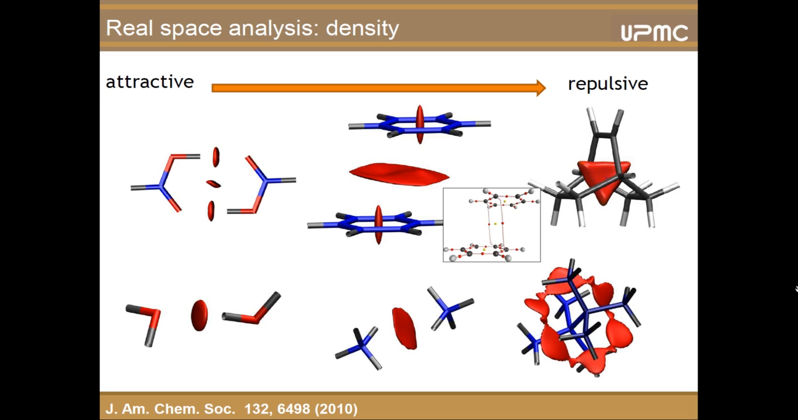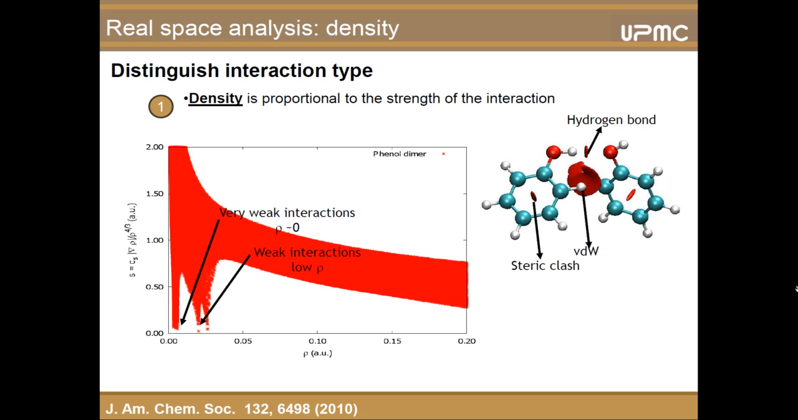Of course, these interactions go from attractive to repulsive, so we need to identify which kind of interaction we have in each case. Up to now, everything I showed you, we know from chemistry, but we want to do it from first principles, and for that, we also use the density. In the first place, we use the density itself, because the stronger the interaction is, the stronger the density will be in the non-covalent interaction region.